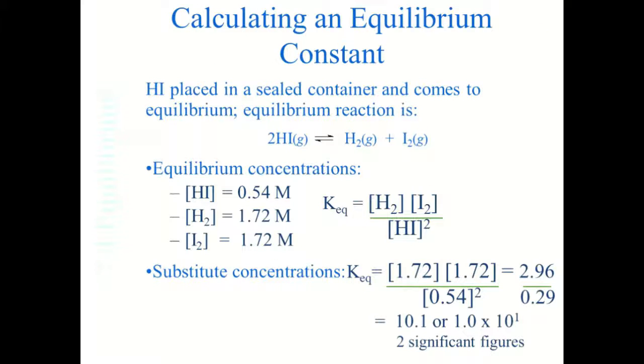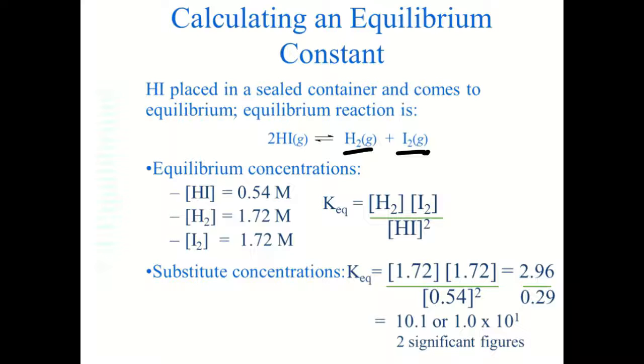All right, folks. Moving on. Interpreting equilibrium constants. Let's do the first problem. Calculating the equilibrium constant. HI is placed in a sealed container, comes to equilibrium, and the expression is given as that. The concentrations of all of the three species involved are given to you in molarity, the big M. So, what is the K equilibrium for this expression?